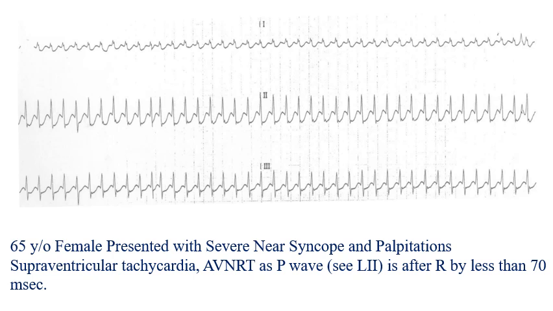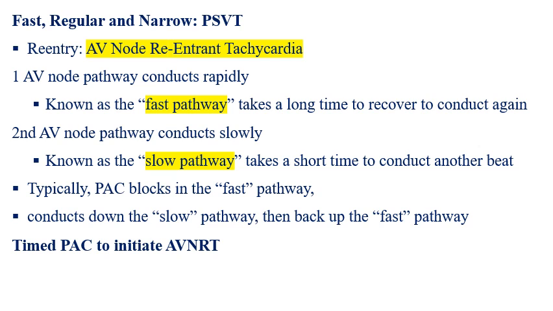This is an example of supraventricular tachycardia. Here after the QRS there is a notch. This is the P wave. If the P wave is after the QRS by more than 70 milliseconds, most probably it is an accessory pathway and is called AV reentrant tachycardia. But in this case, it is called AV nodal reentrant tachycardia. The fast, regular, and narrow paroxysmal supraventricular tachycardia due to re-entry inside the AV node is called micro re-entry, and when it occurs due to an accessory pathway outside, it is called macro re-entry.